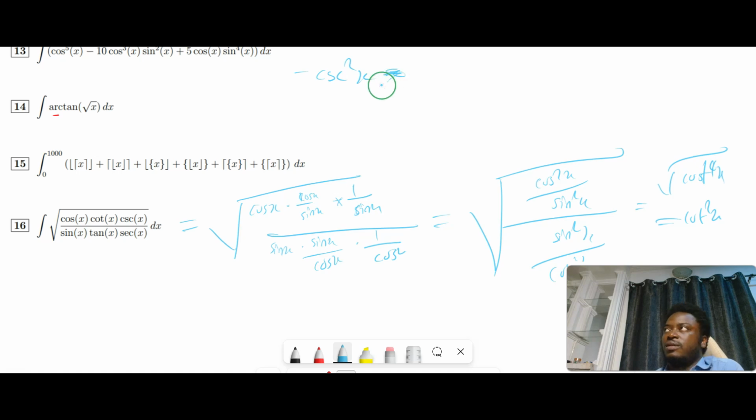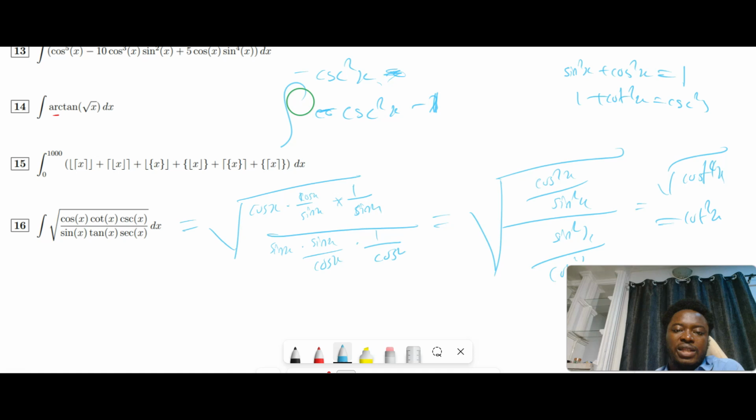Because you have sine squared x plus cosine squared x equals 1, divide both sides by sine squared x, you get 1 plus cotangent squared x equals cosecant squared x. So in this case it will be cosecant squared x minus 1. So this integral here, dx, will be negative cotangent of x minus x plus c, I believe.